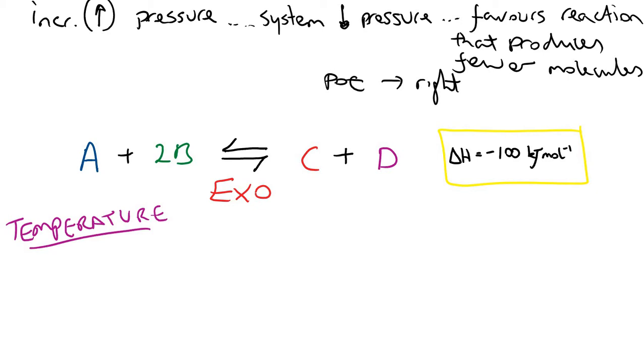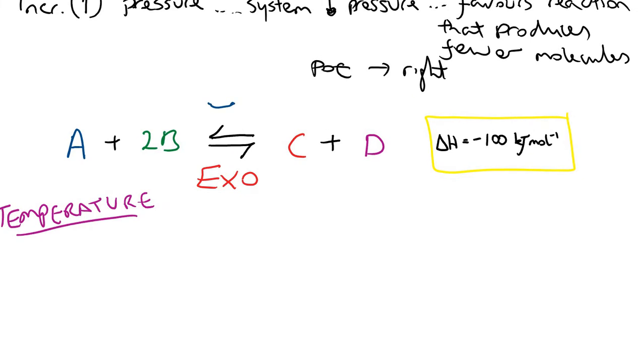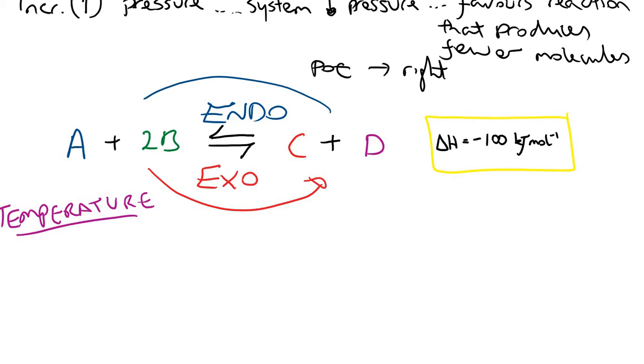The backward reaction is endothermic. So, going from A and B towards C and D, the forward reaction, as this reaction happens, energy is released to the surroundings. Therefore, temperature increases. If I look at the backward reaction, I'm going from C plus D to A and B. There's a decrease in temperature because energy is taken in from the surroundings to allow this reaction to happen.